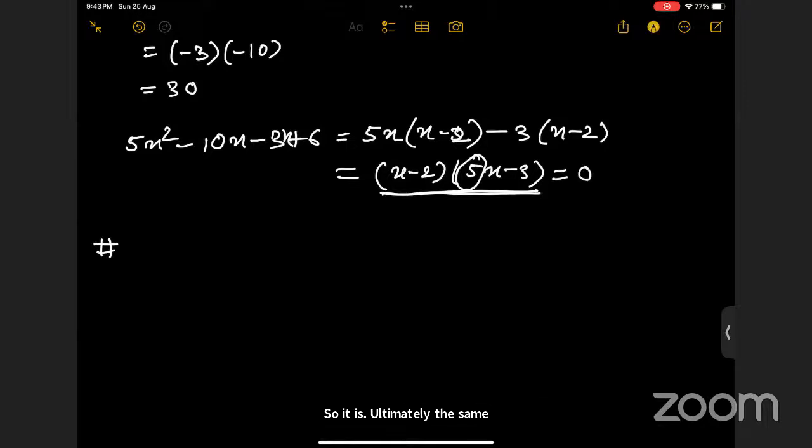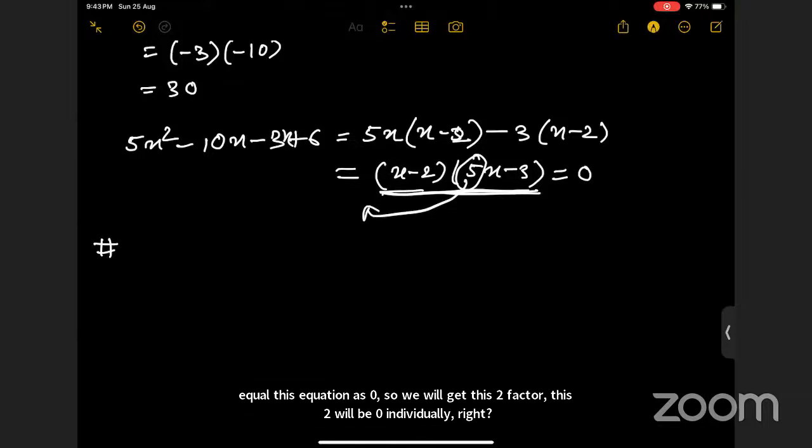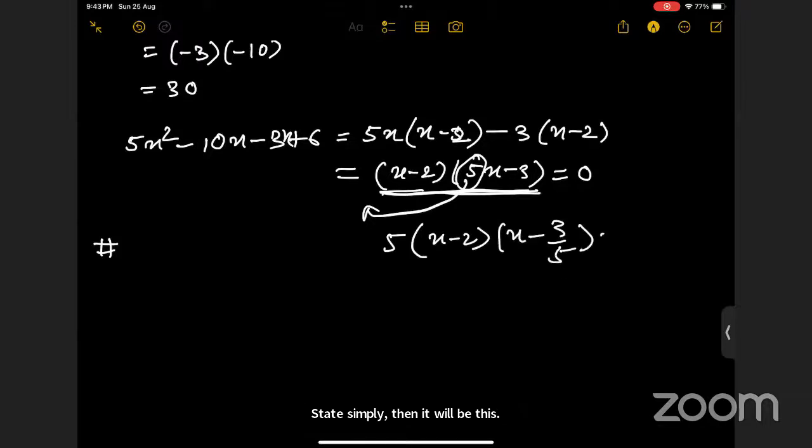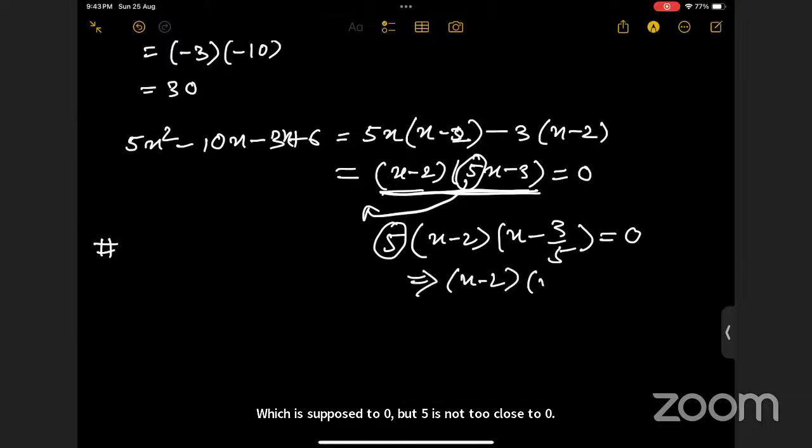So when we equate this equation to 0, we will get these two factors, and these two will be 0 individually, right? If you take 5 as common, 5 is a particular constant, and 5 is not equal to 0. So we can cancel the 5 out. Then it will be x minus 3 by 5 equals 0. But 5 is not equal to 0, clearly. So it will again imply x minus 2, x minus 3 by 5 equals 0, right? So we will get the roots again the same. The roots are the same ultimately. The method is the same. Fine?